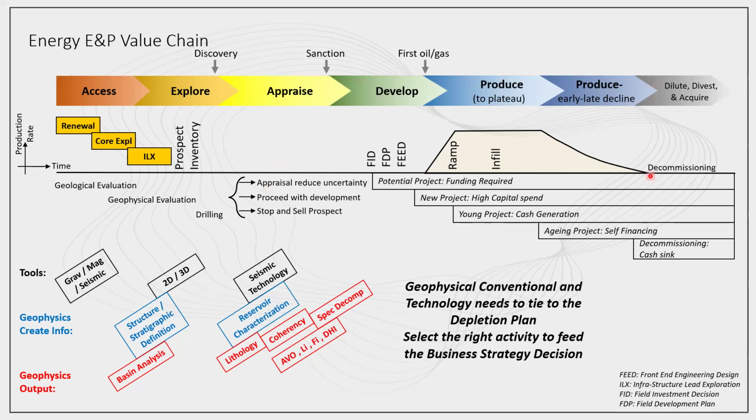production. The selection of the right activity has to feed the business decision. And this is through the value of information that we are collecting and through fit to purpose. And we will have later on a slide talking about those two, the value of information and the fit to purpose program.